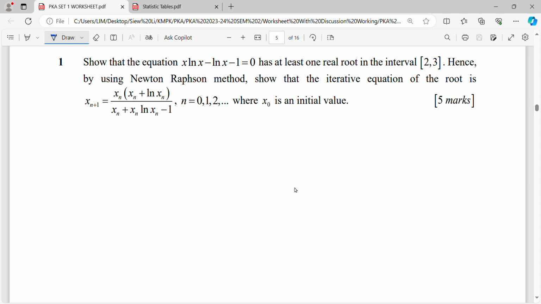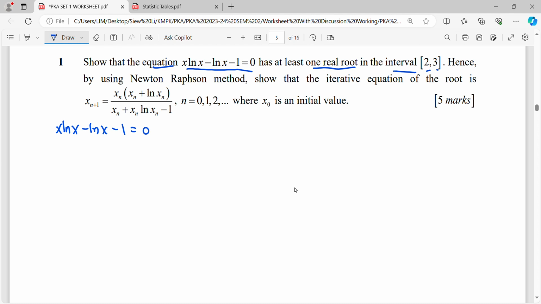Okay, show the equation. The equation is given. The non-linear equation x ln x minus ln x minus 1 equals 0 has at least one real root in the interval [2, 3]. So we can use a graphical method or an algebraic method. The algebraic method will be easier because it is hard to draw the graph correctly, right? So we use the algebraic method.